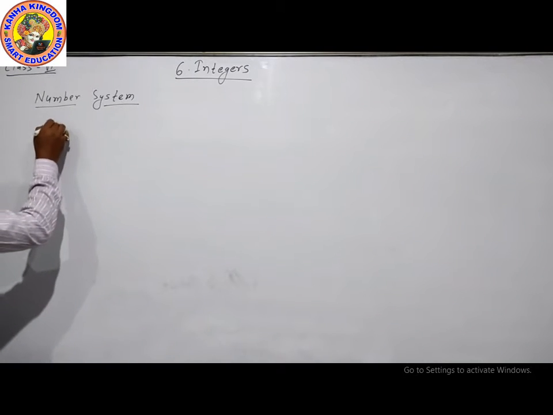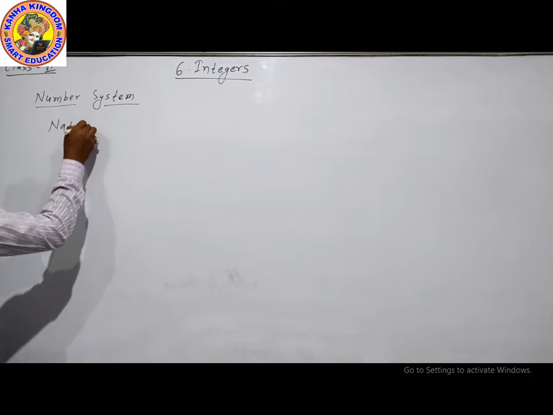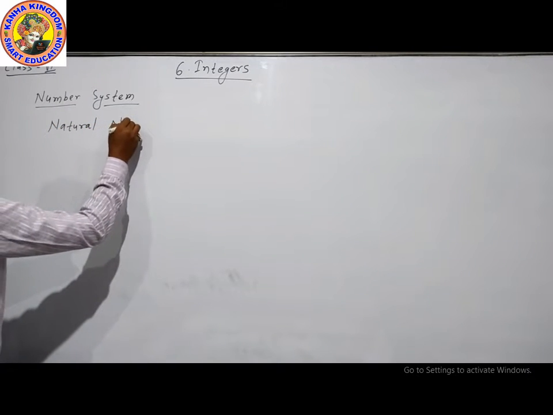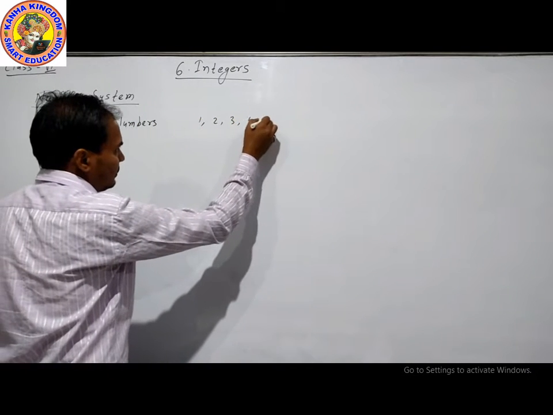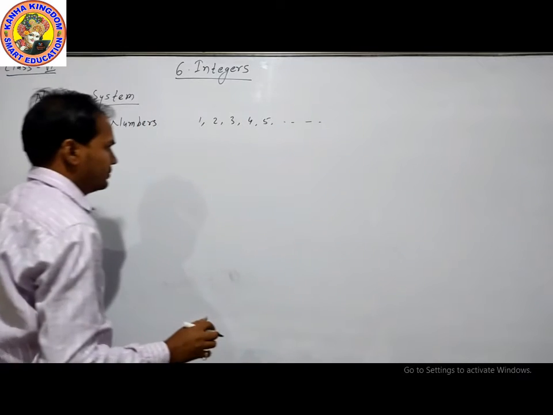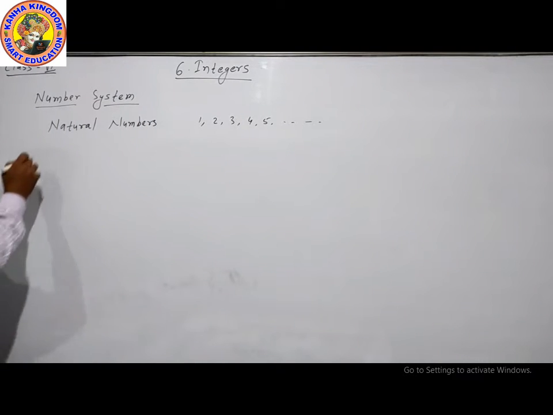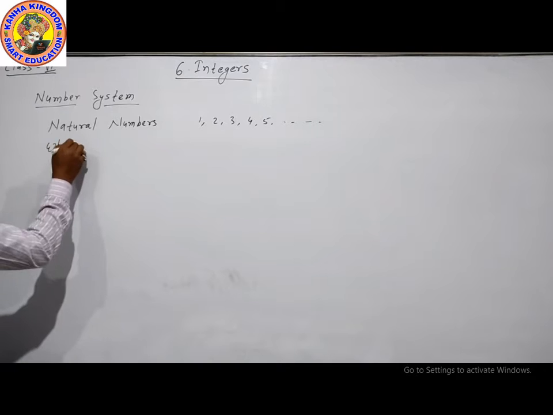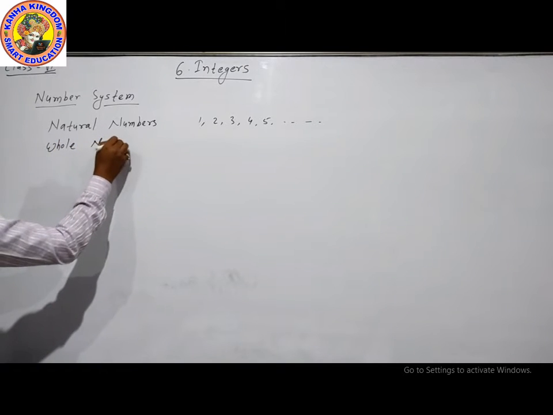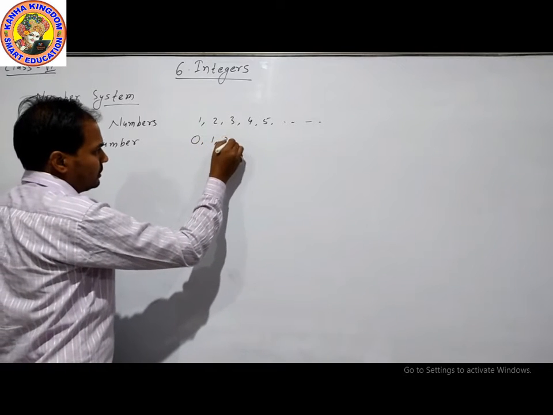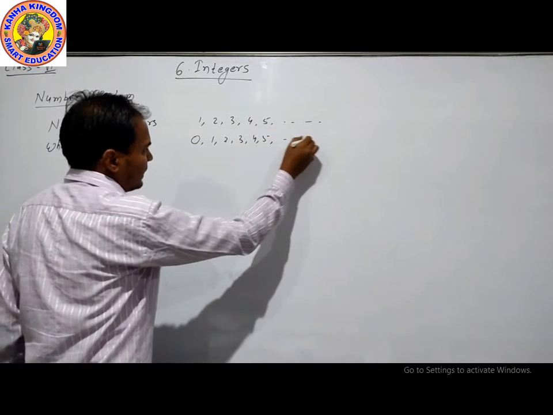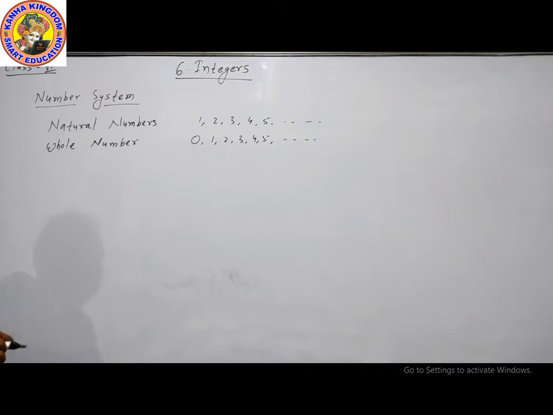First is natural numbers, which are 1, 2, 3, 4, 5 and so on. The other one is whole numbers: 0, 1, 2, 3, 4, 5 and so on. These are the whole numbers. If we add a 0 to the natural numbers, then it is called whole numbers.